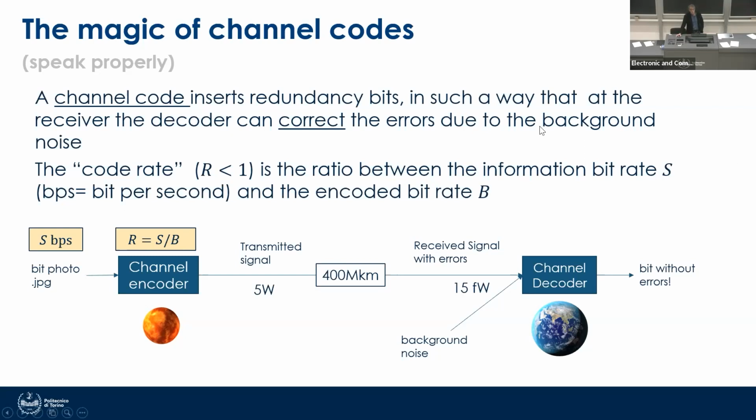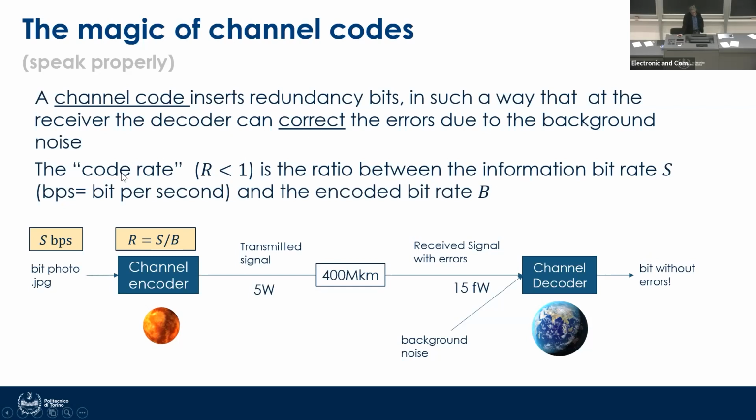is to use a channel code. And here, keeping my analogy with the talking, to speak properly you need to use some special kind of message. Actually, you can use what is called a channel code that inserts redundancy in your transmitted bits in such a way that at the receiver, you have a decoder that can correct those errors. So basically, you receive your signal with errors, with some background noise, and then your channel decoder is capable of correcting those errors. And so you get your original transmitted signal.